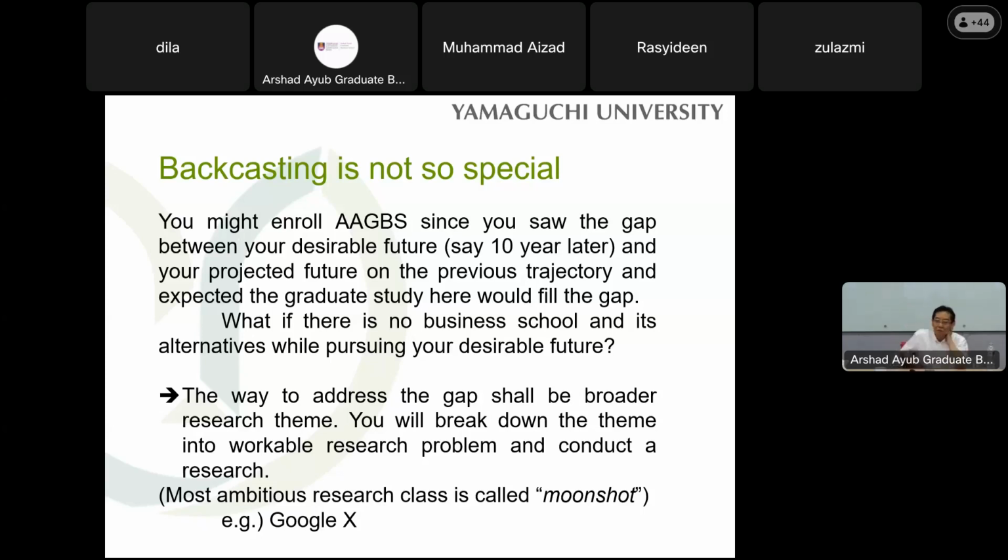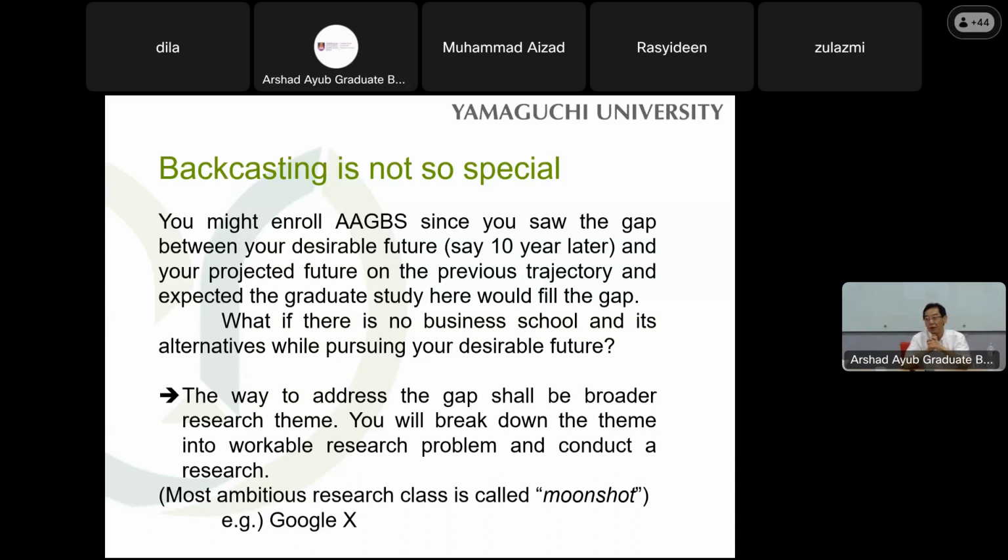And if you are really ambitious and try to pursue radical innovation, you can visit some research project named Moonshot. The very famous approach of the Moonshot is Google X. No one knows what Google X is actually doing now.